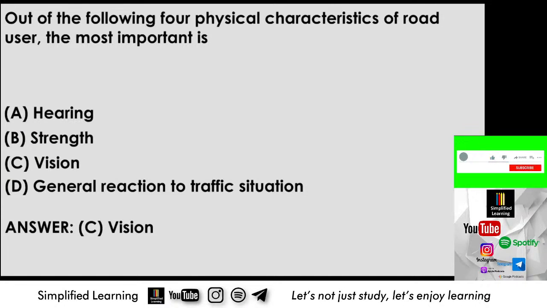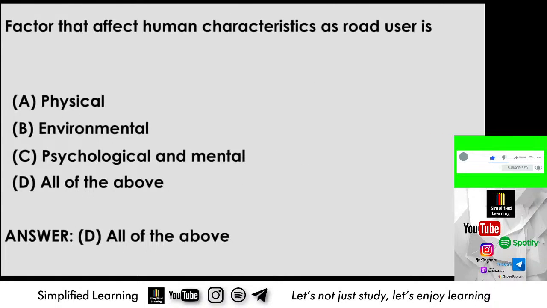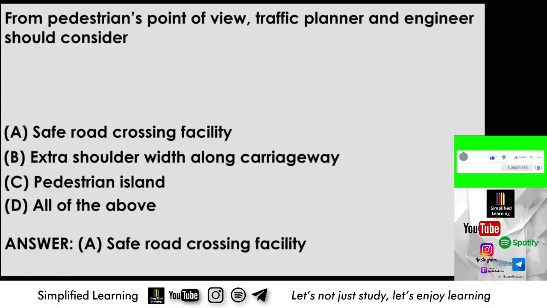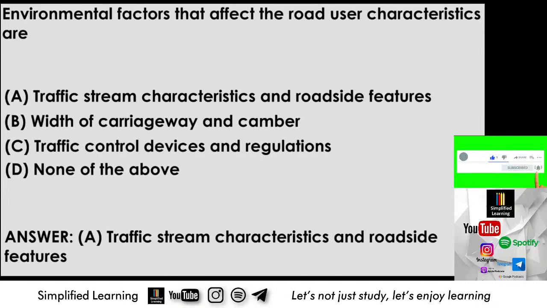Out of the following four characteristics of road user, the most important is vision. Mental factors that affect road user characteristics are knowledge and skill. Okay, and attentiveness and attitude are the psychological factors. Factors that affect human characteristics as a road user are physical, environmental, and psychological or mental. From the pedestrians' point of view, the traffic planner and engineer should consider safe road crossing facility. Acceleration or deceleration and brake efficiency are the dynamic characteristics of vehicle that affect road design. Environmental factors that affect road user characteristics are traffic stream characteristics and roadside features.